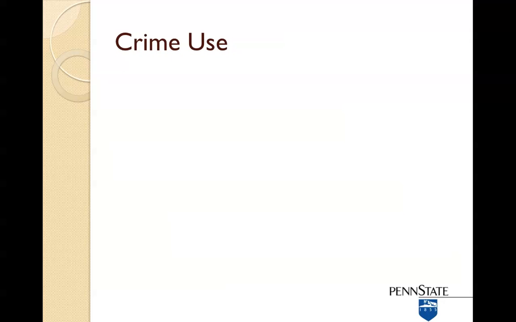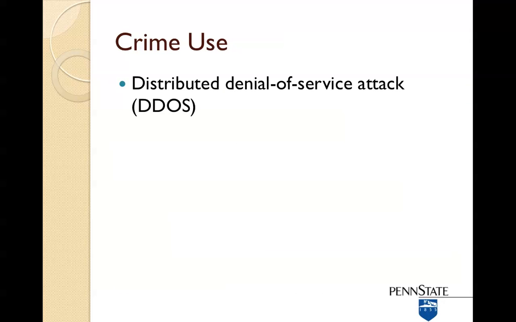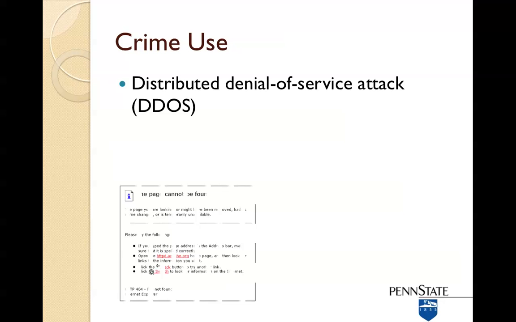Actually, the botnet has a wide range of uses for crime. Here I give several interesting examples. First is called DDoS, or Distributed Denial of Service Attack. To launch this attack, the bot herder commands the bots to continuously ping a web host in order to make the web host unavailable. Here we can see a picture. It says the page cannot be found.